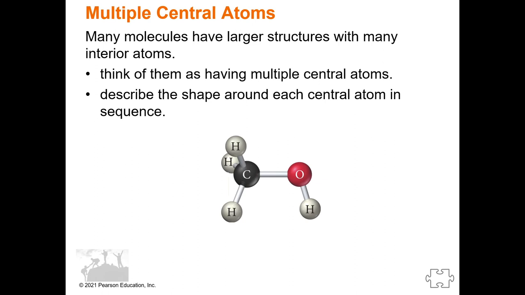Now, eventually, you'll see molecules that are bigger and more complex, like amino acids, vitamins, lipids, and they're going to have many central atoms. Now, what you would have to do if you need to figure out the molecular geometry, you're just going to look at each central atom one by one. And you're going to do the same thing. You're going to count how many electron groups, figure out which ones are bonds and which ones are lone pairs.